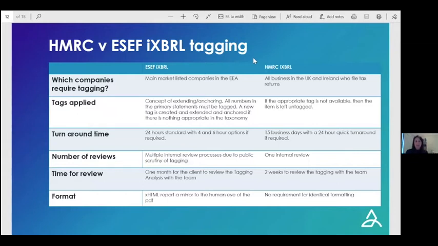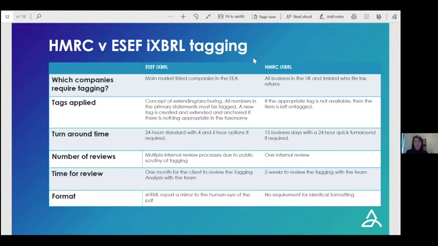The tags that are being applied, so I've talked about the extending and anchoring for ESEF, and all numbers must be tagged in those primary statements for ESEF, whereas for the HMRC iXBRL tagging, if there isn't an applicable tag, you just leave a number untagged, and for the iXBRL tagging for HMRC, it's the whole document, not just the primary statements.